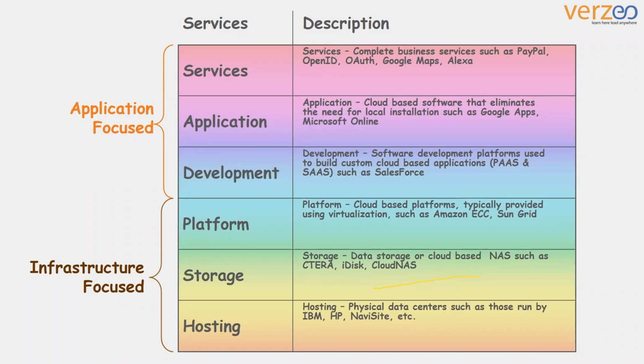Cloud-based software that eliminates the need for local installation, like Google Apps, Microsoft Online, etc. Development: software development platforms used to build custom cloud-based applications, PaaS and SaaS, as I told you. So these are where we try to customize the way we are using them. And platform infrastructure focused: the cloud will offer you a platform, like your Amazon EC2. It helps you to interact with the big data aspect, when you have huge amounts of data and want to process that data.